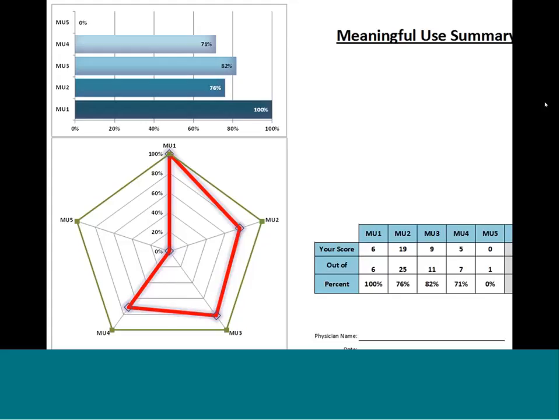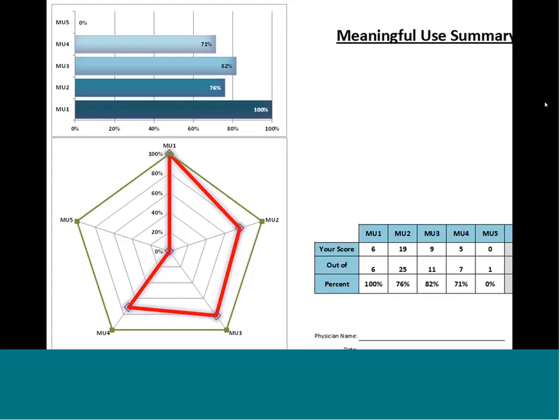Then another visual of the same information is just below that in a spider chart. The red outline shows their level of use, and in between it shows what surface area of meaningful use they've covered.